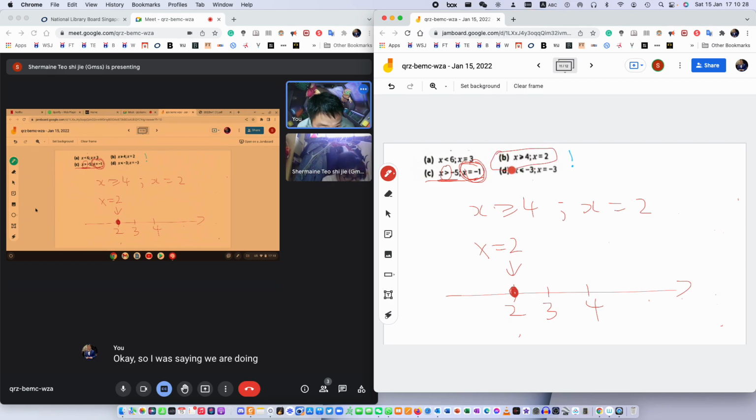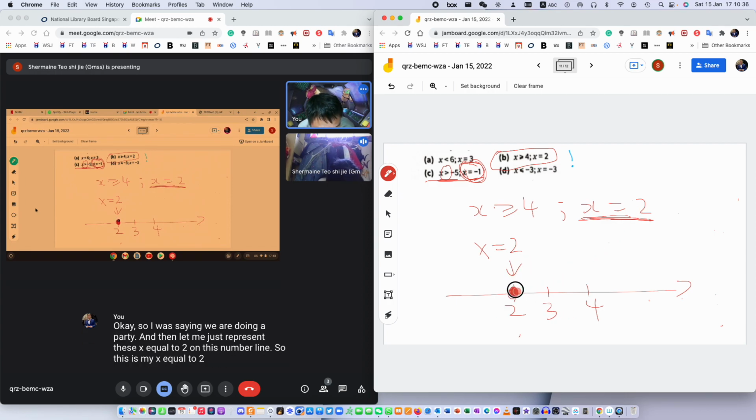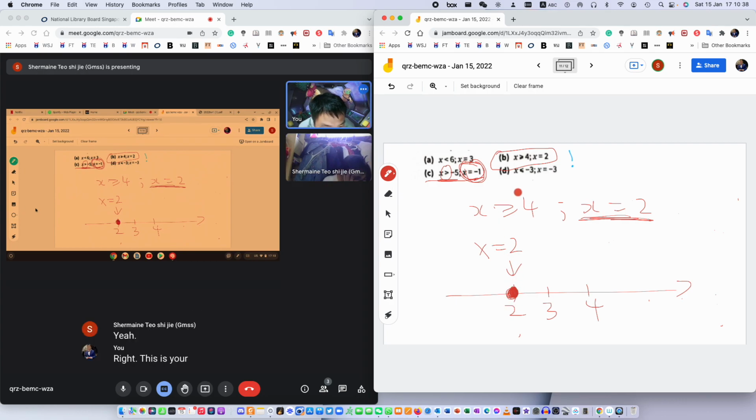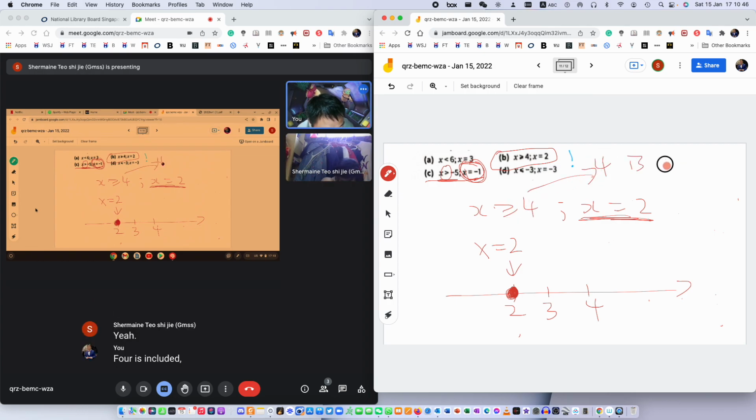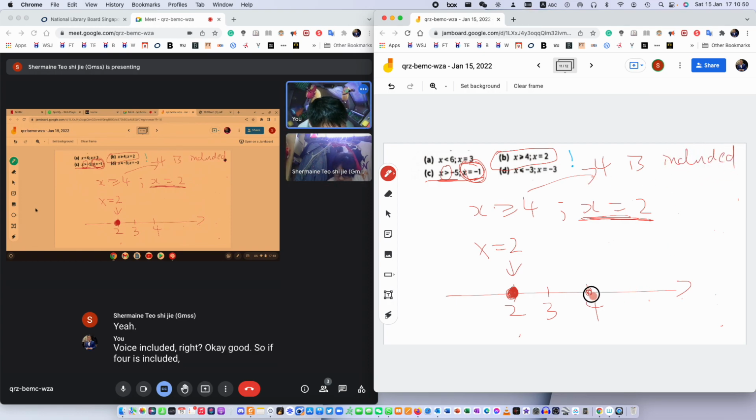Part B, and then let me just represent x equals 2 on this number line. So this is my x equals 2. Are you clear? Okay, this is your x equals 2, and then you have x bigger than or equal to 4. Can you see bigger and equal to 4? 4 is included, right? Okay, good. So if 4 is included, it should be a solid dot.